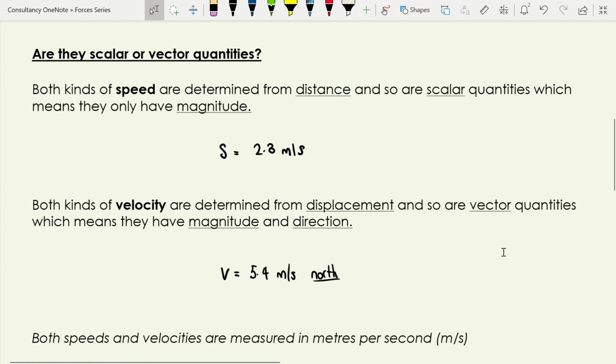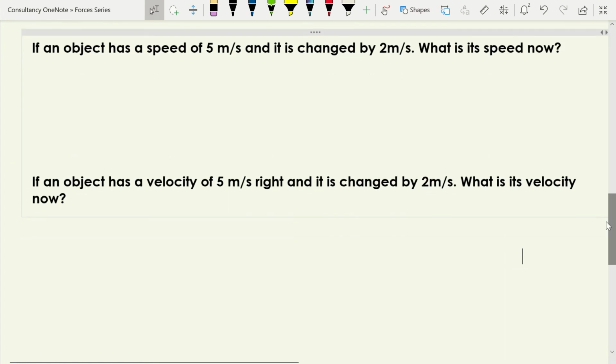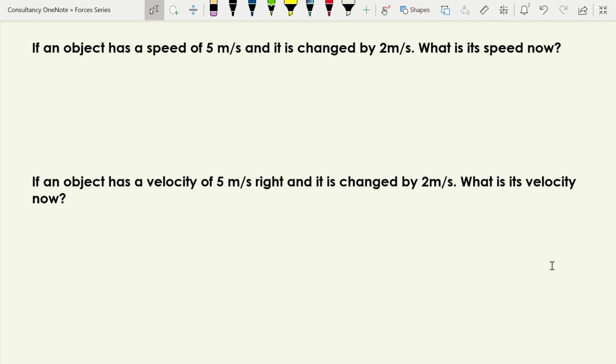So let's have a look at a difference in the way they behave mathematically. So we've seen this already with distance and displacement. So you're going to see very similar ideas here with speed and velocity. So if an object has a speed of 5 meters per second and it's changed by 2 meters per second, what is its speed now? Well, the speed could be 5 plus 2, giving us 7 meters per second, or it could be speed is 5 minus 2, giving us 3 meters per second.